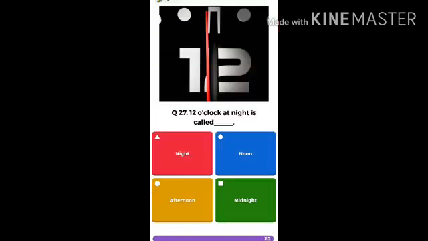12 o'clock at night is called dash. 12 o'clock in the day is called noon, and after 12 o'clock in the day is afternoon. Before 12 o'clock at night is called night, and 12 o'clock at night is called midnight.